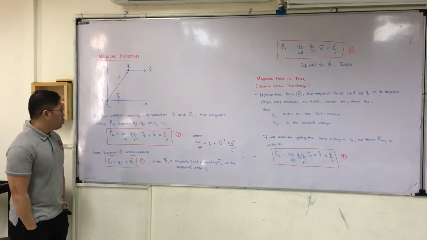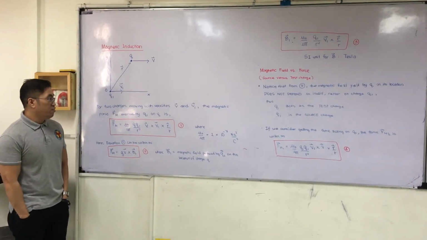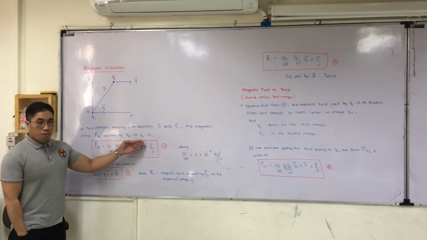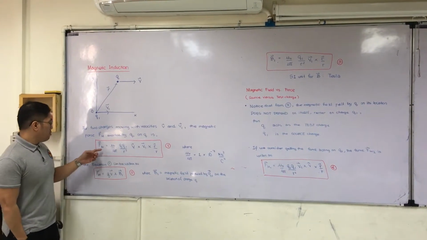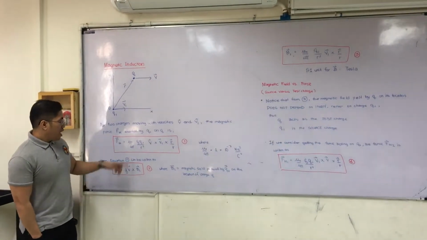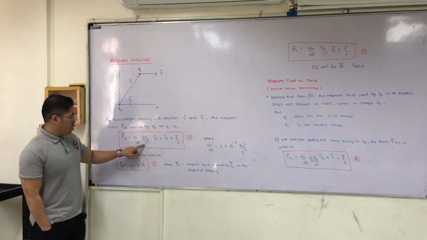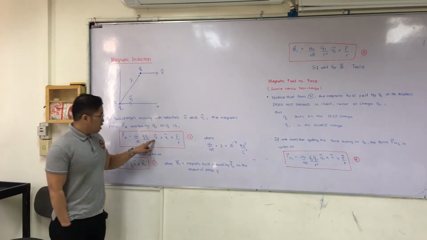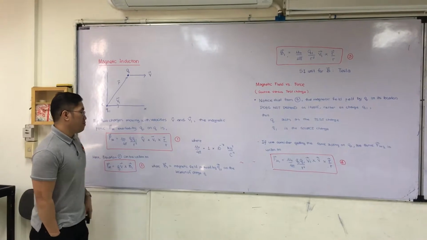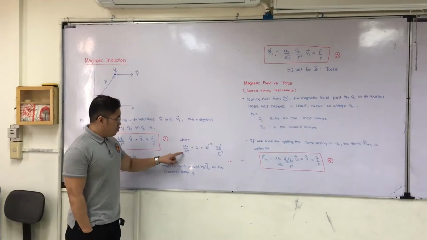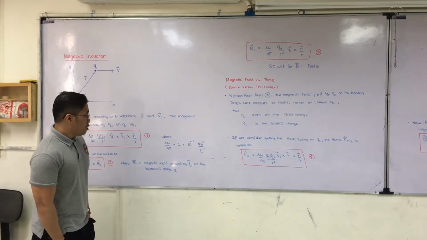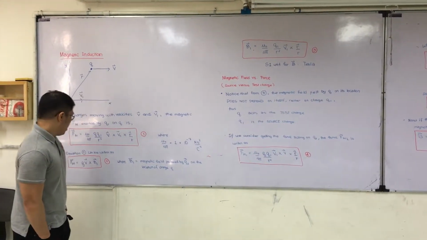Now, for two charges moving with velocities v and v1, the magnetic force acting on Q by the charge Q1 would be given by Fm. It is given by mu naught over 4 pi times Q1 over r squared, v cross product with v1 cross product with r over r. Now, take note that mu naught over 4 pi is equal to 1 times 10 to the minus 7 Newton second squared over Coulomb squared.